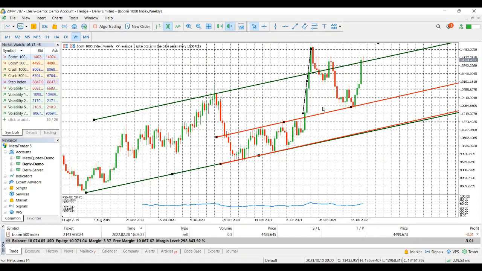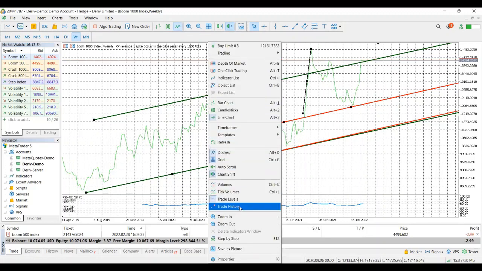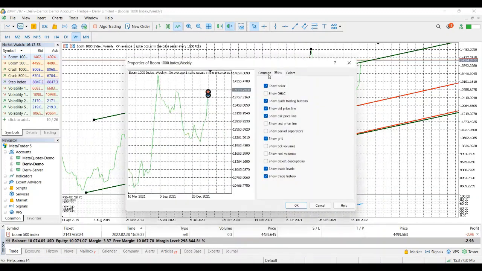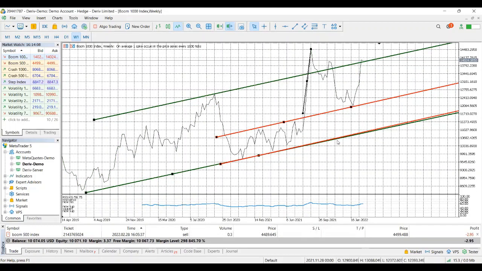Now, to make it clearer, this is candlesticks. You could switch to lines, okay? We'll switch to lines. And let me change properties. I'll change this color to this. All right. This way, you are not distracted by the wicks when you're using the line chart.